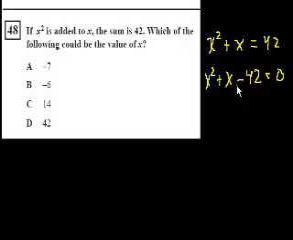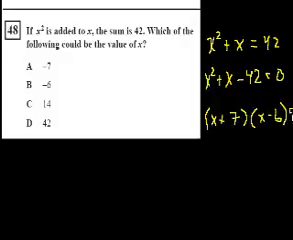When I see 42, I immediately think, oh, 6 and 7. 6 times 7 is 42. And since when you add them you get a positive 1, 7 is probably the positive one, and minus 6 is probably the negative one. So let's try it out. x plus 7 times x minus 6 equal to 0. And right, 7 times minus 6 is minus 42.